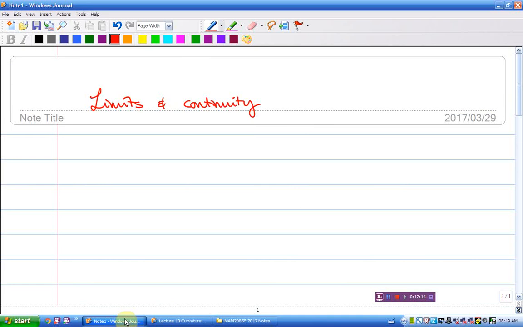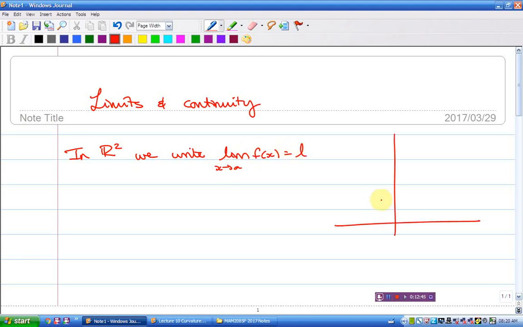Okay, so first I'm going to do a little bit of a revisit of limits. We're going to be looking at limits quite a lot, and continuity kind of comes along for the ride, but it's really limits that are the main thing. So in R2, back in first year calculus, we write that the limit as x tends to a of f of x equals L. That would correspond to a picture that would look something like this.